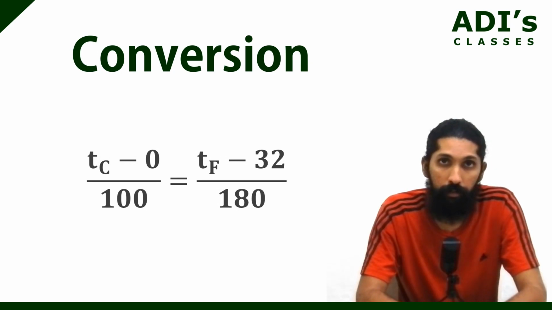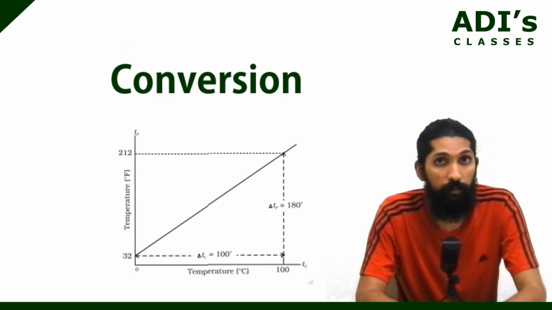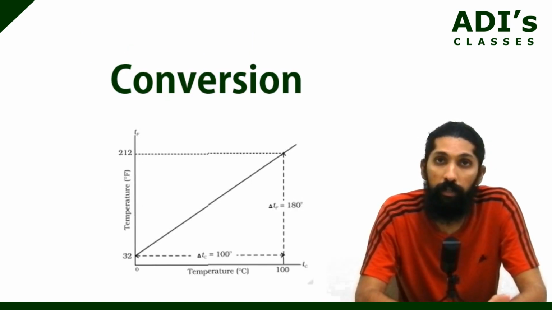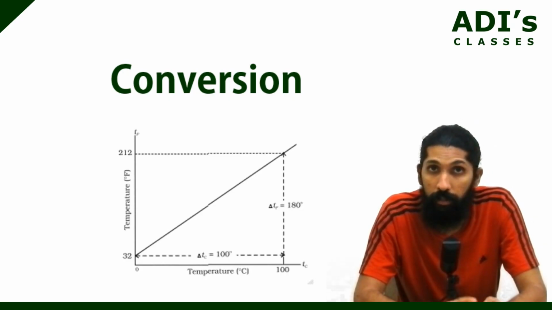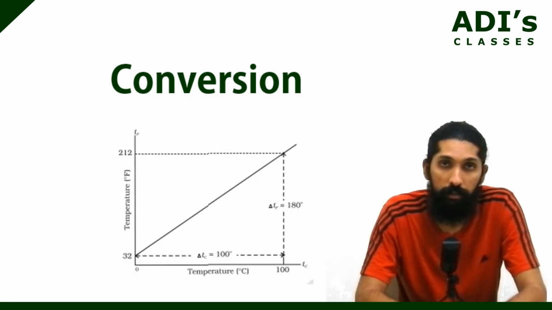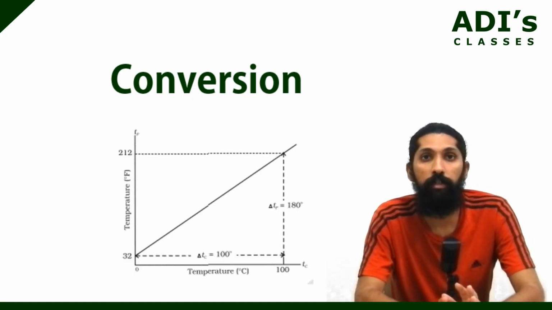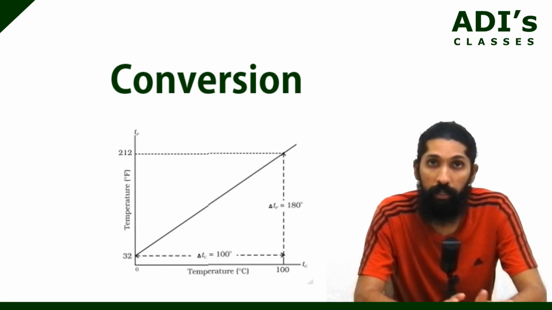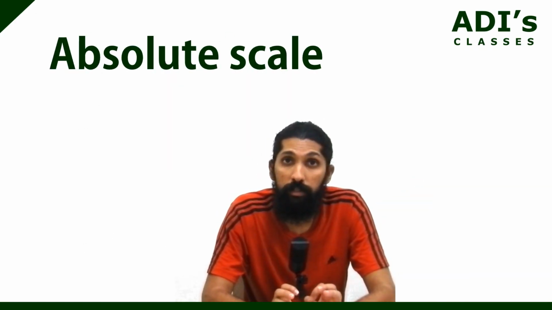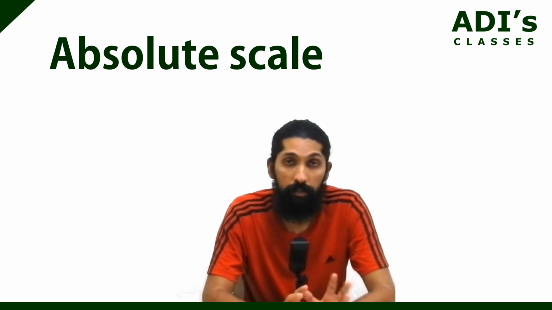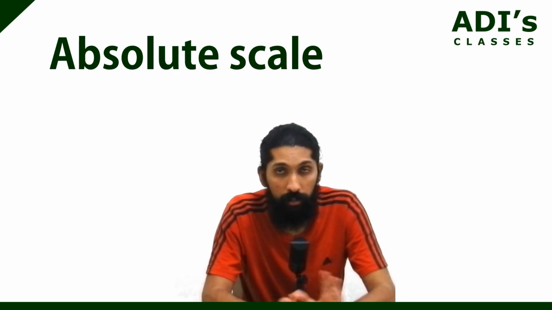Look at the graph here. This graph gives a relation between degree Fahrenheit and degree Celsius. 0 degrees Celsius is 32 degrees Fahrenheit, and 100 degrees is 212 degrees. So this graph clearly gives the relation between degree Celsius and degree Fahrenheit. The next one is called the absolute scale. This is the absolute scale of measuring temperature.